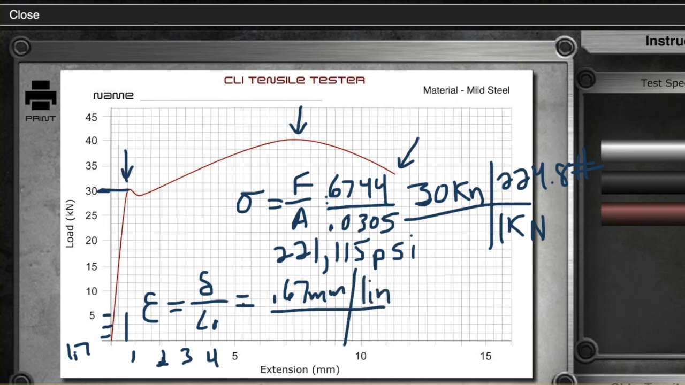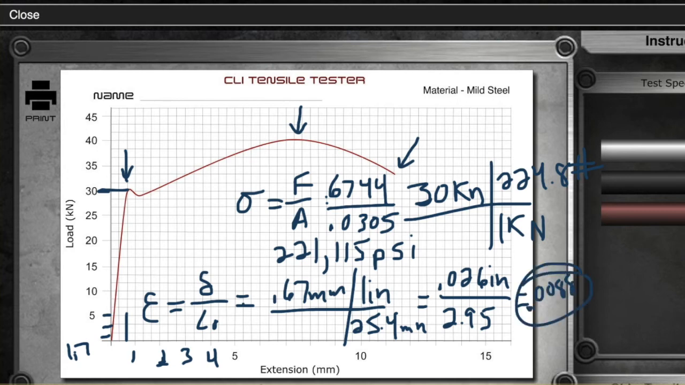1 inch is 25.4 millimeters. And that is going to give me, I think, 0.026 inches that it stretched. I'm going to divide it by the original length, which is 2.95 inches, and I get 0.0088, and there's no unit on the strain right there. Okay, so there's your strain, and there's your stress. That's the answer to number 1 with the proportional limit. So we want to remember those because we're going to use those two to solve some of these other problems here. Okay, I'm going to clear that out, and then we'll go into it again.